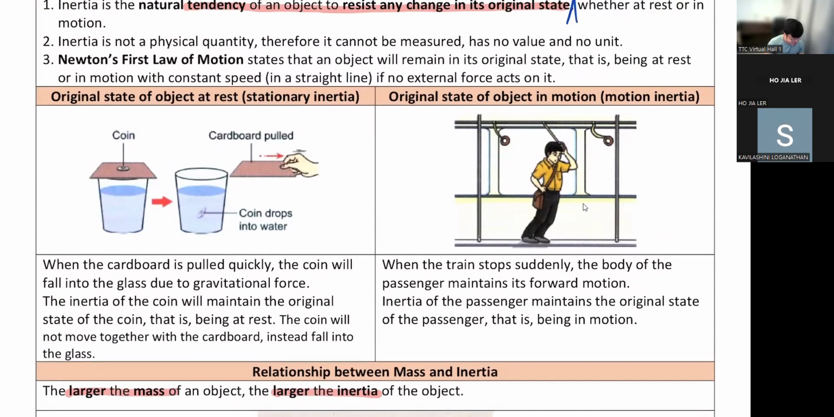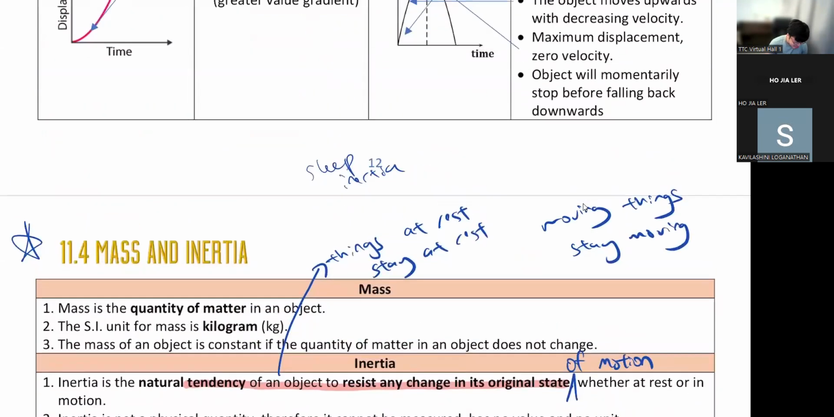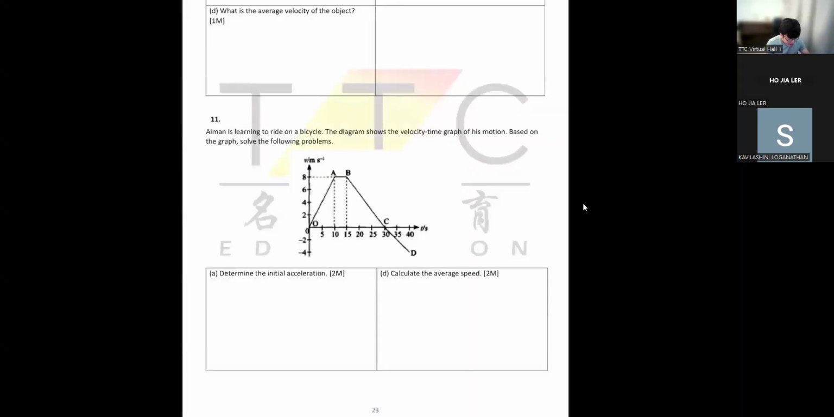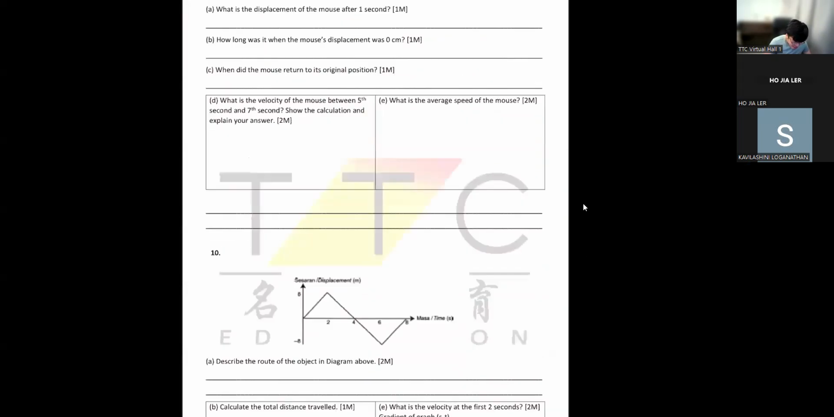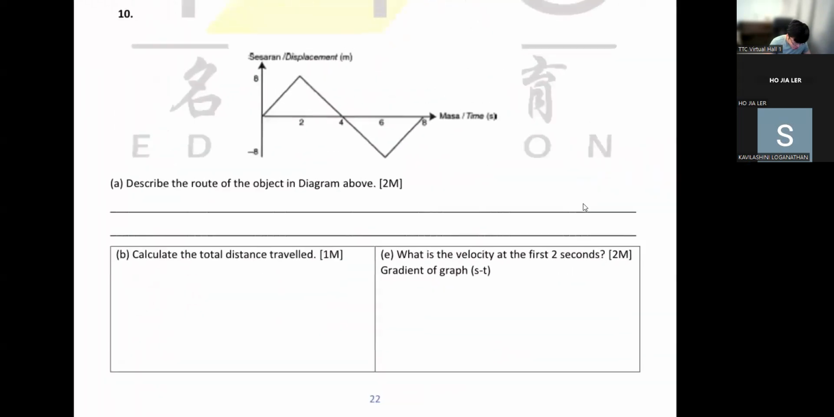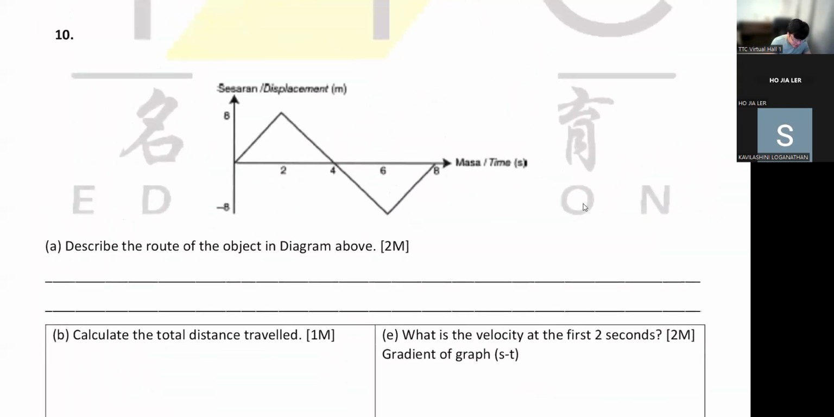All right, so we have 10 more minutes. So let's do some exercise, shall we? Let's do the graph one. Let's do the graph one, see if I can cover anything. Let's go to question 10, shall we? This is page 22. Page 22.